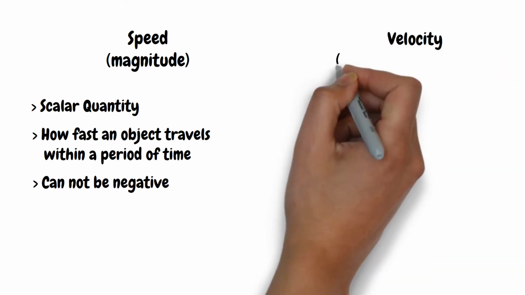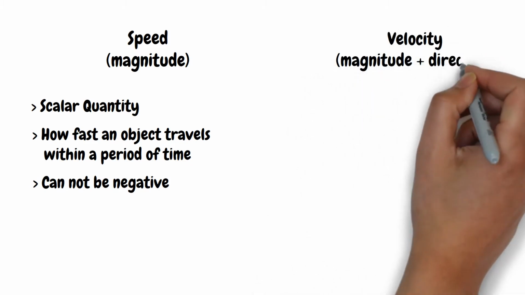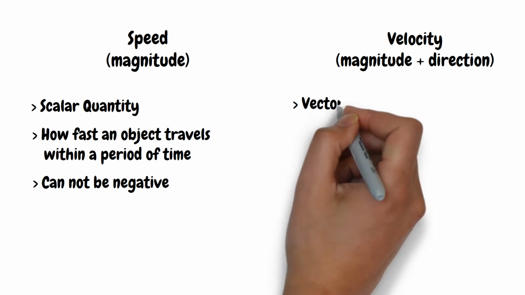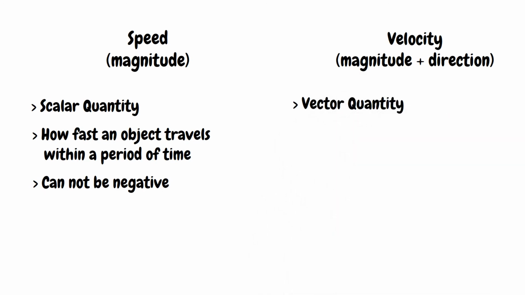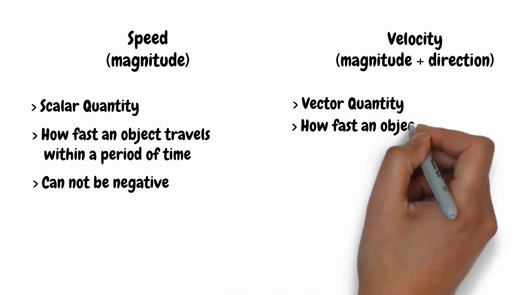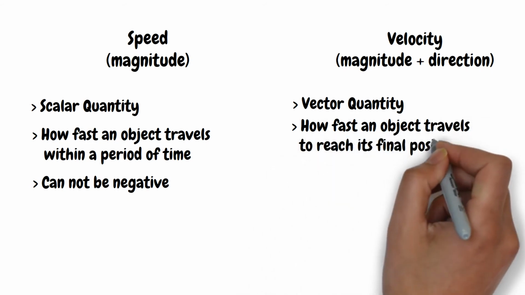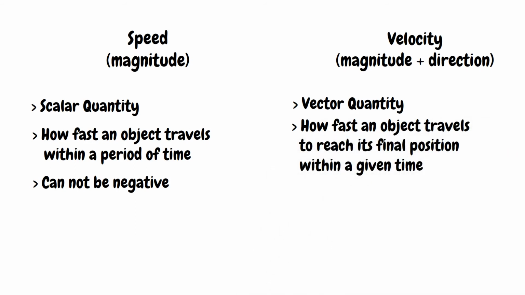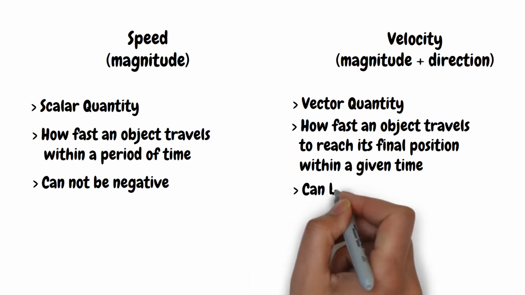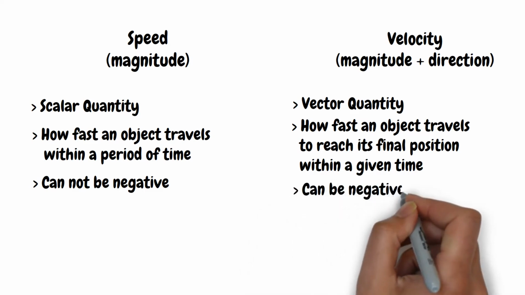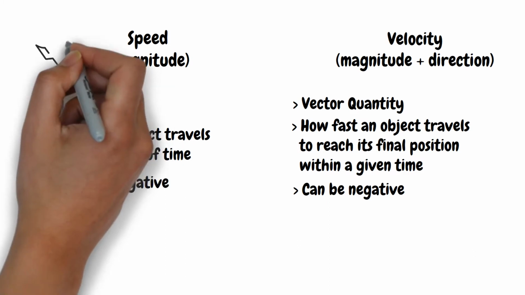So now we have velocity. Velocity is a vector quantity which consists of magnitude and direction. In physics, velocity is how fast an object travels to reach its final position within a given time. And the last thing to understand is that velocity can be negative.